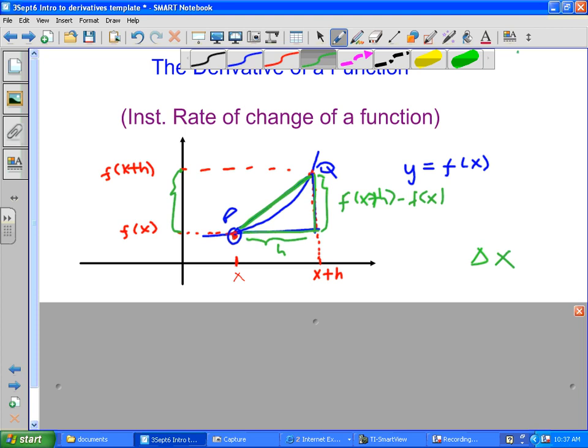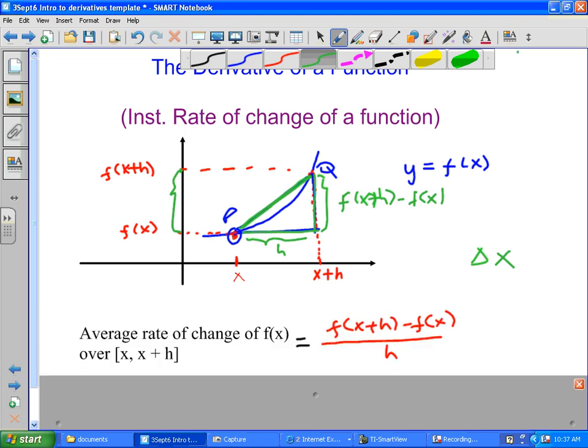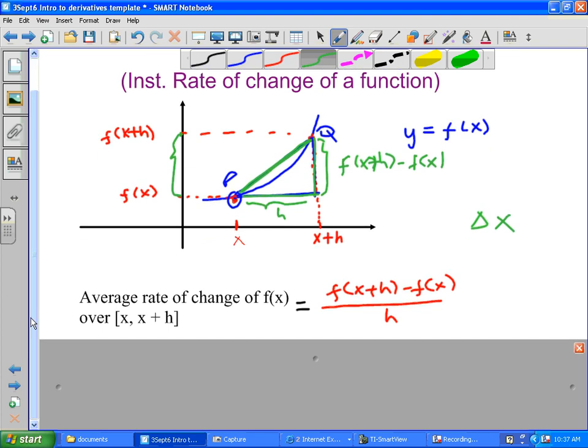And sometimes some books will use delta x for that, okay? Small incremental distance in x. I'm trying to make the notation simpler for you. I'm using h, but just know that sometimes they will use delta x. Okay, so that means rise over run will be the ratio, f of x plus h minus f of x all over h, right?